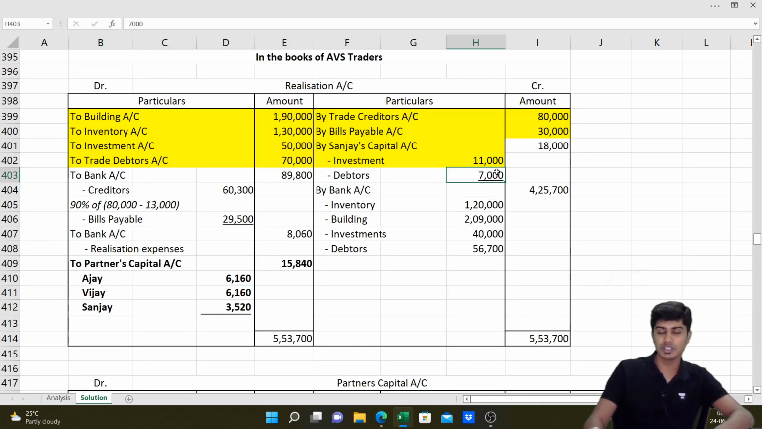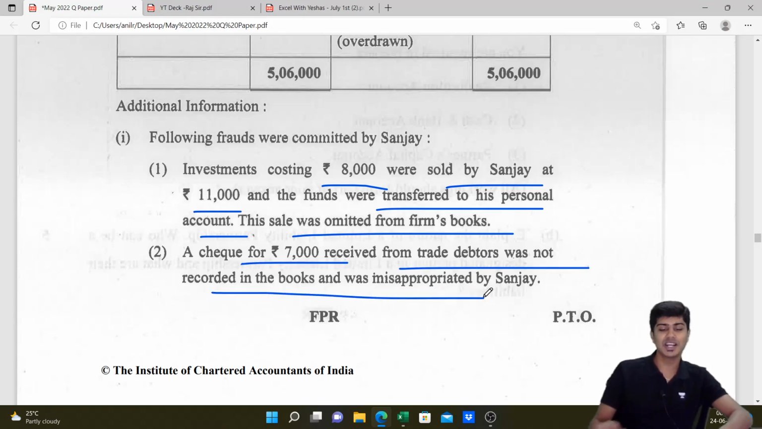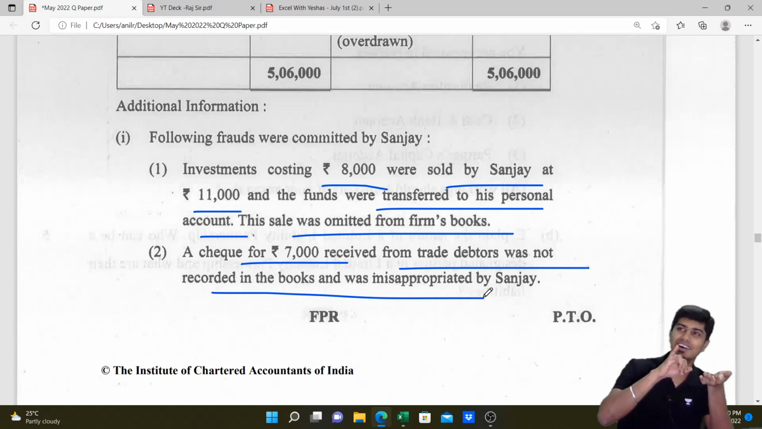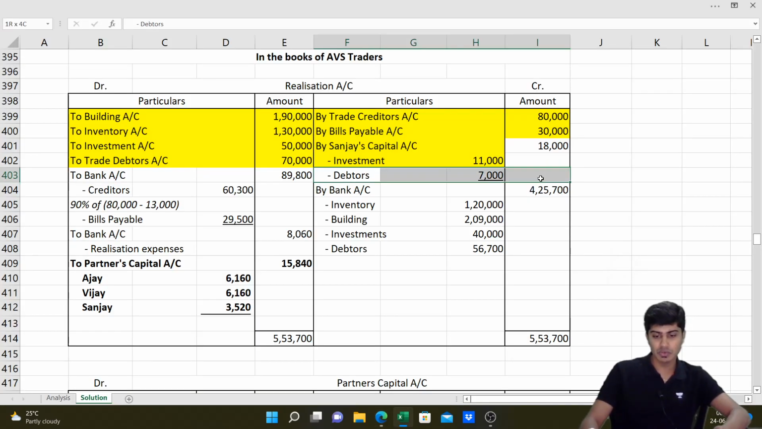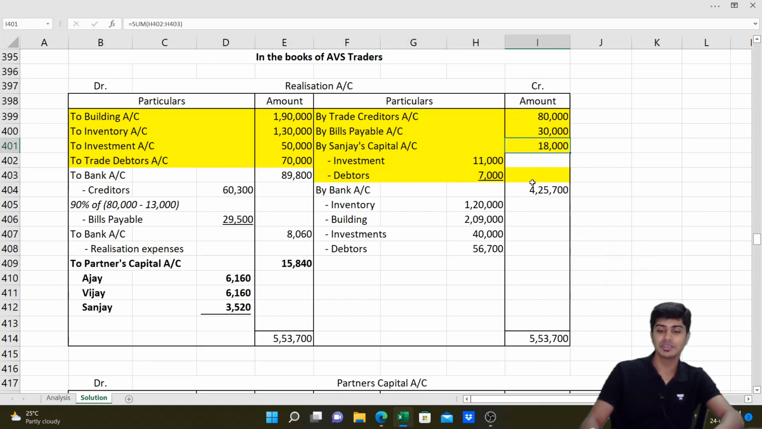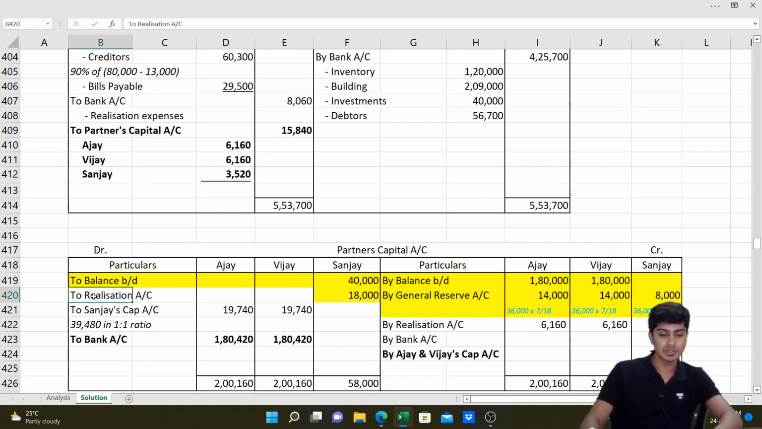Let's see the next adjustment. A cheque of rupees 7,000 received from trade debtors was not recorded in the books and was misappropriated by Sanjay. Some time ago we said Sanjay did a fraud. The fraud that Sanjay did is this only. He took the cheque of 7,000 and he took the sale value of investments 11,000 with him. So he has to pay to the firm 11 plus 7, 18. So in the realization account we'll say recoverable from Sanjay 18,000. And this 18,000 we will debit to his capital account. I hope everyone understood this part.